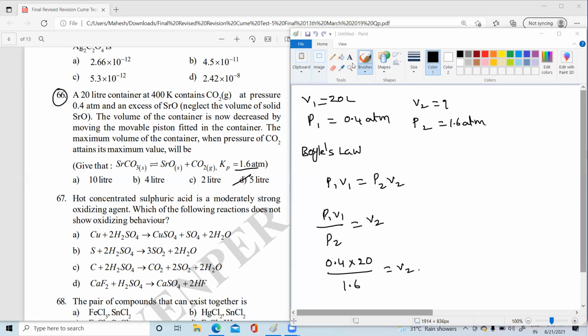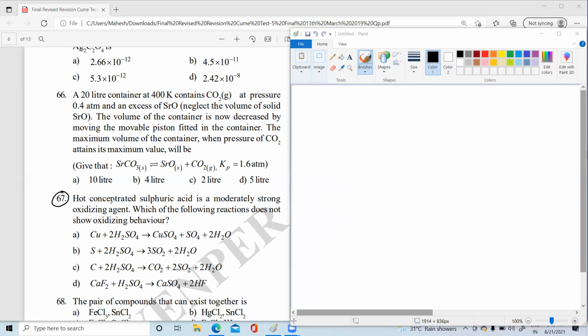Next question, students, question number 67. Hot concentrated sulfuric acid, SO2. Hot concentrated sulfuric acid is a moderately strong oxidizing agent. Which of the following reactions does not show oxidative behavior? Look at it, students, here it is the zero oxidation state. In equation A, Cu is converted into CuSO4, so the oxidation state changes from 0 to +2. So it is acting as an oxidizing agent in equation number 1.